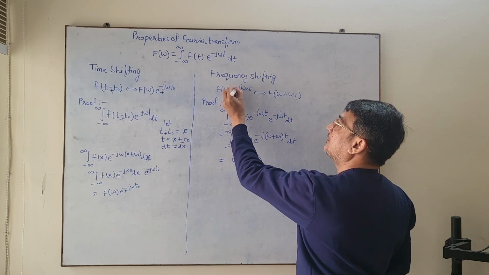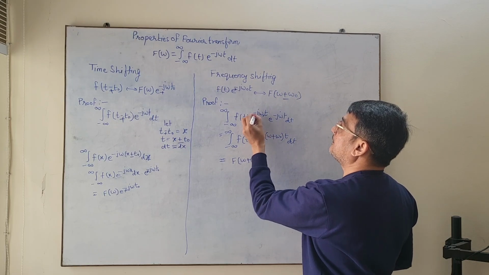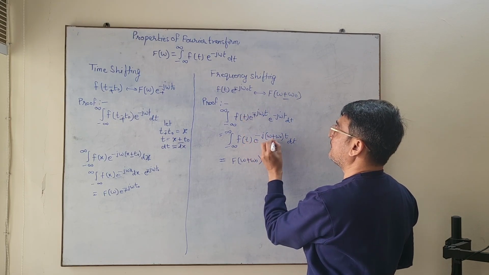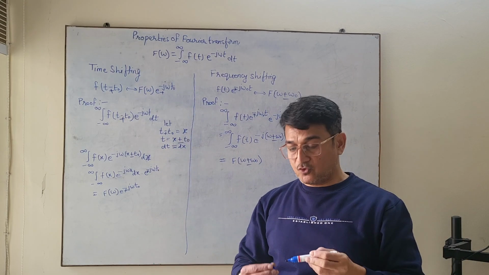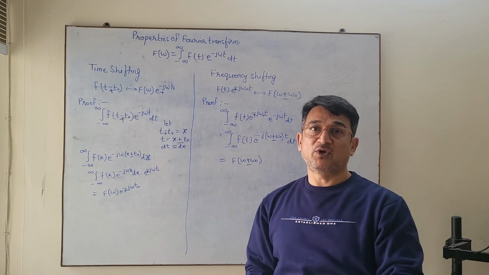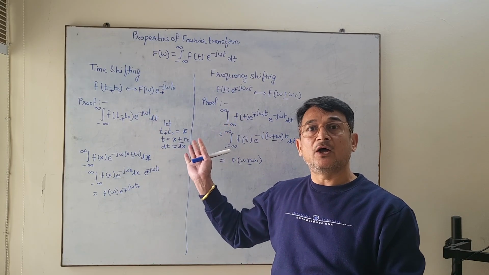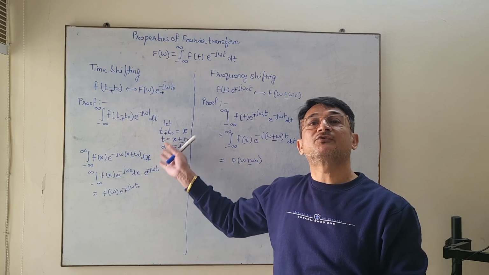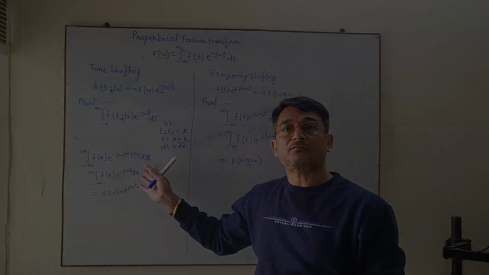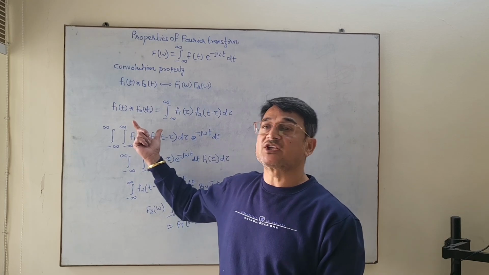The same thing can be proved with the plus sign. It will be minus, it will be plus, it will be minus, and this will be minus. So the same thing can be proved with the help of the reverse polarity. So this way we have proved, till now, 4 properties of Fourier transform. Now we will see the convolution property of the Fourier transform.